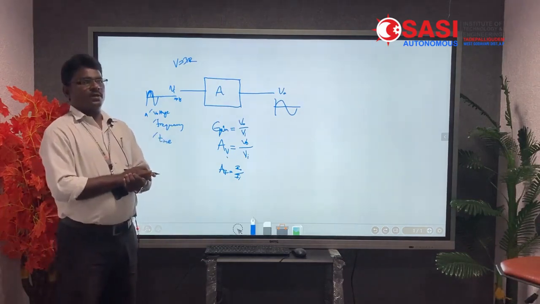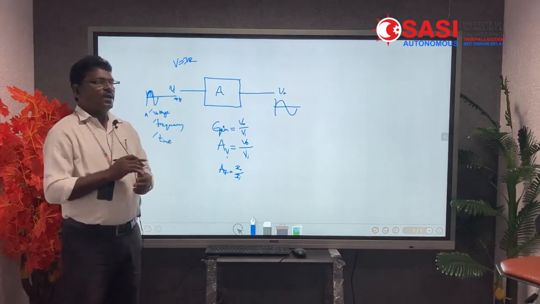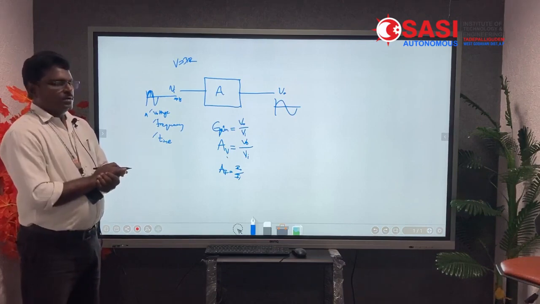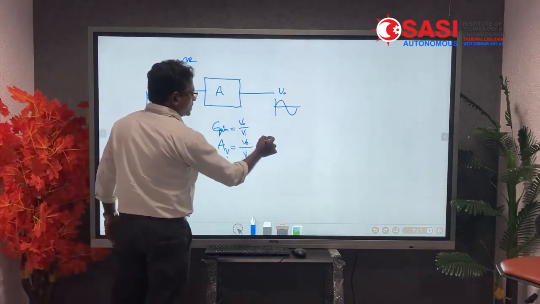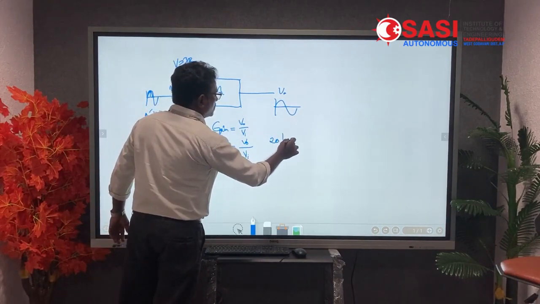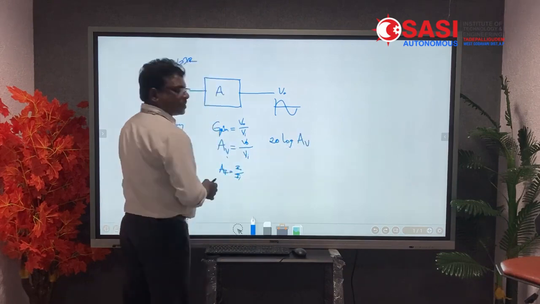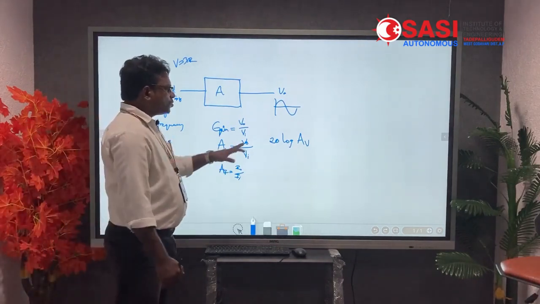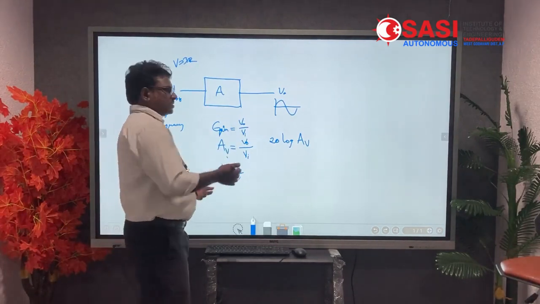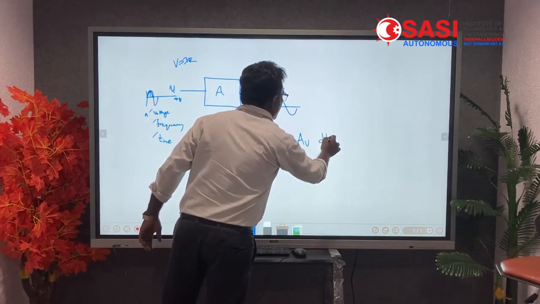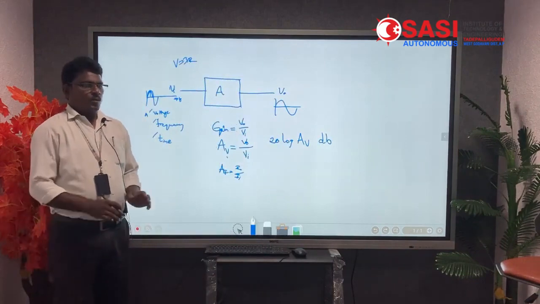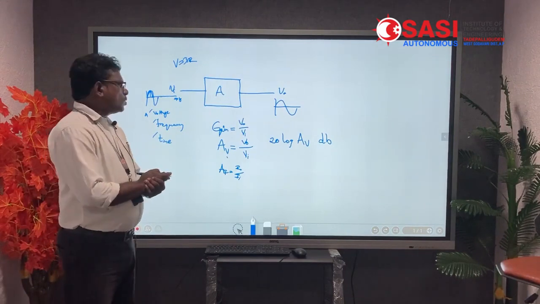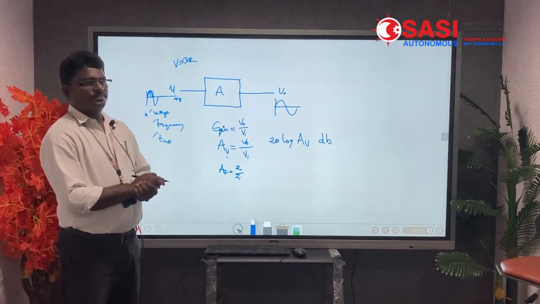To analyze an amplifier, we have to calculate the values for voltage, frequency, time period, and voltage gain. Voltage gain can also be calculated in decibels: gain in dB equals 20 log AV. This much analysis is needed in the circuit of an amplifier using the components.